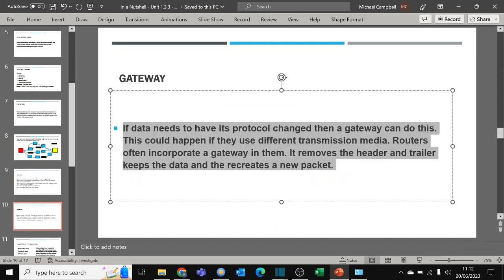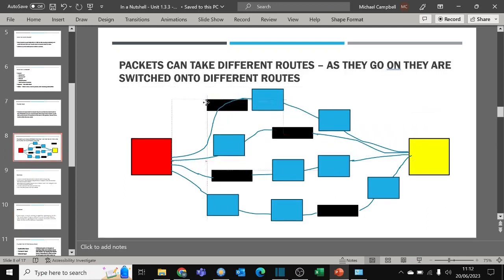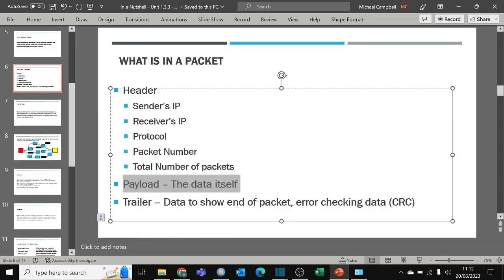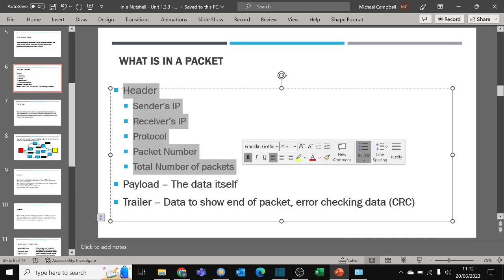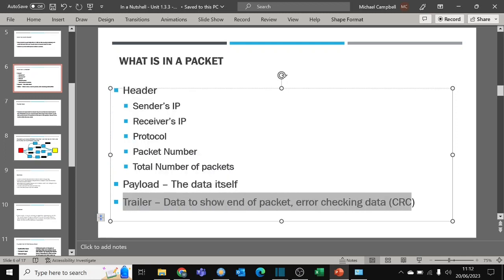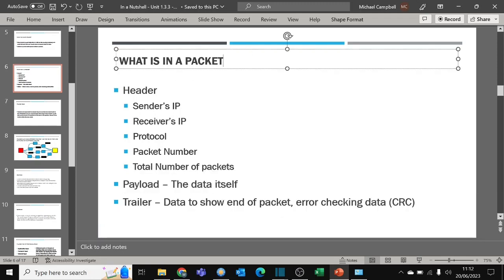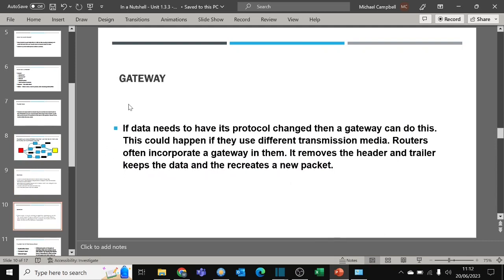Well, a gateway is, what if this packet is in TCP, but we need it to be in FTP or something like that? We need to change the protocol used, okay? You would use something called a gateway. Bear in mind, you've got the data in the middle, but the protocol could be different. So what a gateway will do is strip away the header, strip away the trailer, take the data, make a new packet in the new protocol format, and then forward it on. So a gateway's job is to alter a protocol used from one to another.